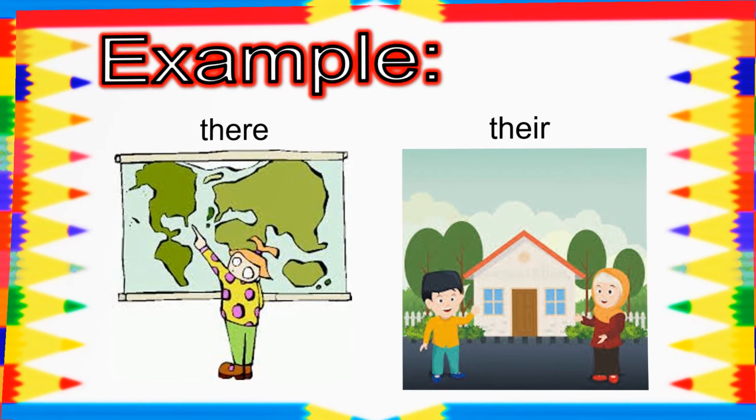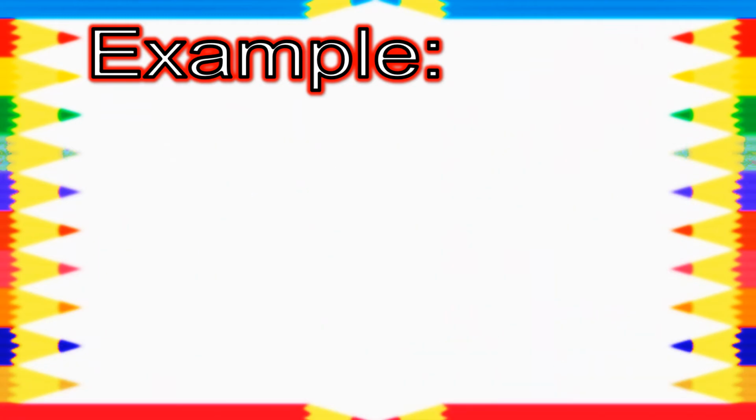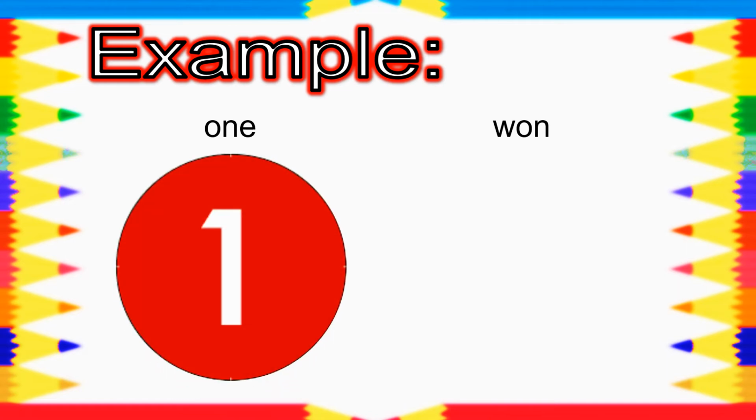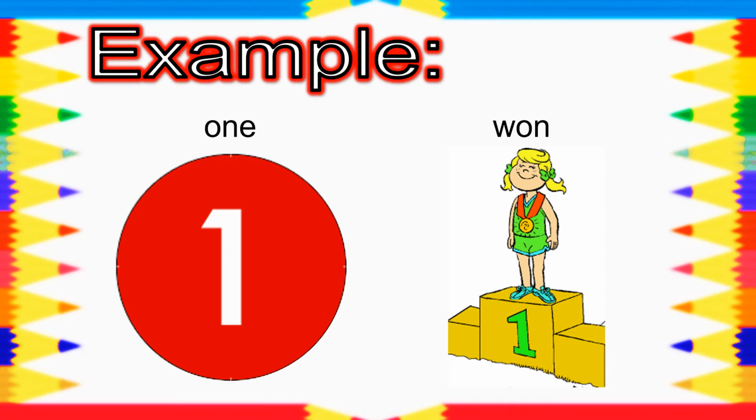Next example, one and won. The first word is referring to a number, which is one, and the second word is showing a picture of a girl that finished a competition and she is the winner of the competition. She's the first, so she won the competition that she joined.